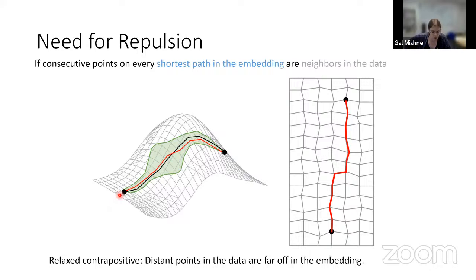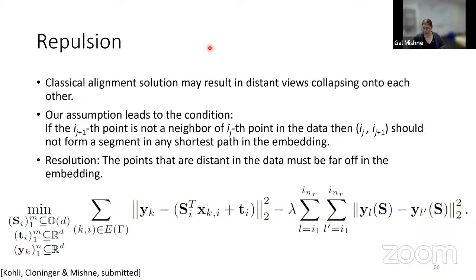The contrapositive of this means that distant points in the data need to be far away from each other in the embedding. And this leads us to have motivation for a repulsion term. So there's been a lot of interest lately in attraction and repulsion in dimensionality reduction, especially in t-SNE and UMAP, which could be viewed as lying on this attraction-repulsion spectrum. And we get a condition for this via our bound on global distortion. So if the points are not neighbors in the data, then they shouldn't form a segment of any shortest path in the embedding. And we can add a term to ensure this when we solve our global alignment problem.